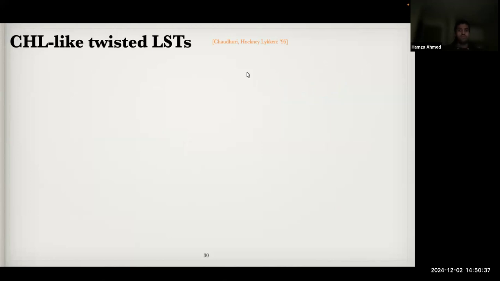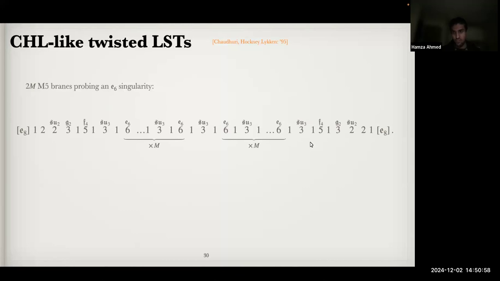Good. So now we can construct what we call CHL-like twisted LSTs, and you'll probably realize why we call it this. Let me show you an explicit example. We take two M5 branes probing some E6 singularity. You get the following theory.